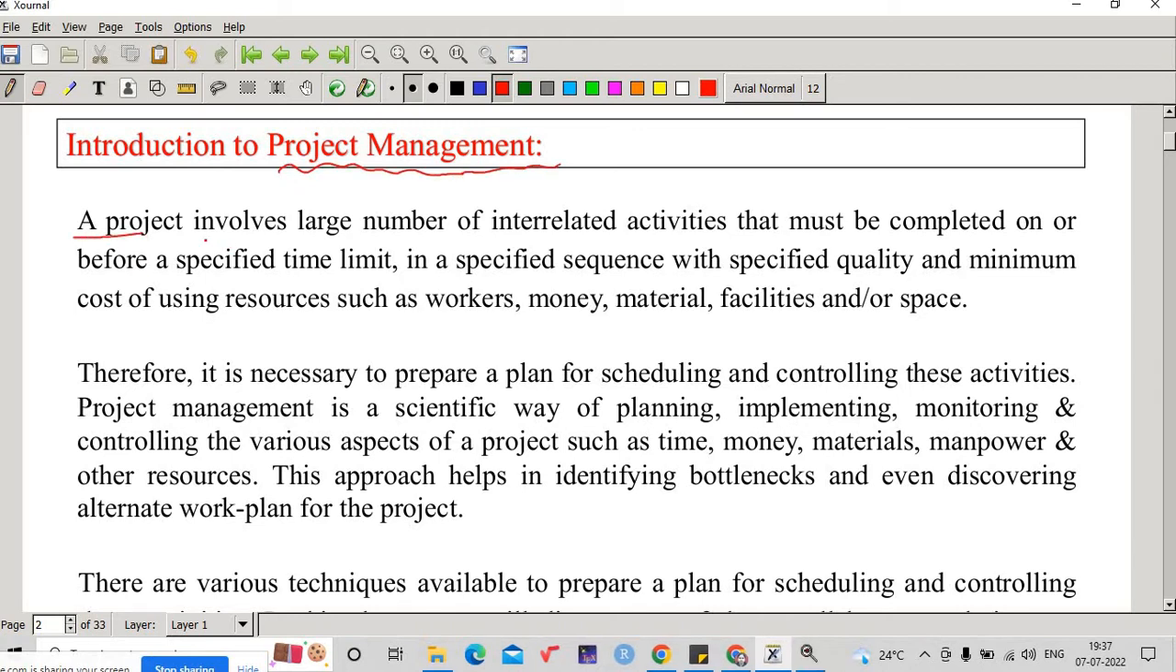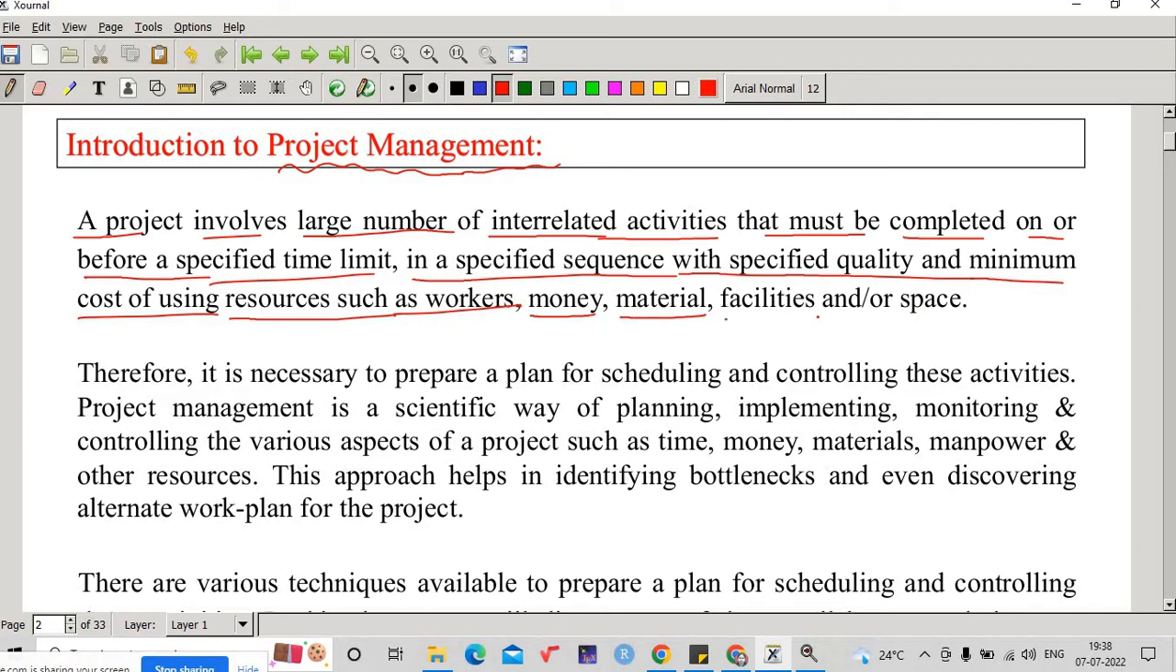A project involves a large number of interrelated activities. I am terming these activities as the tasks included in the project, right from the start of the project till the end, that must be completed on or before a specified time limit, in a specified sequence, with specified quality and minimum cost of using all resources such as workers, money, material, facilities, and or space.